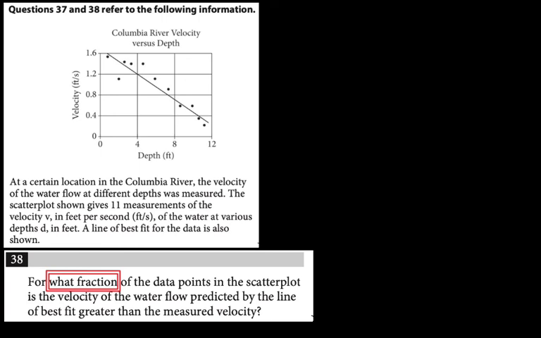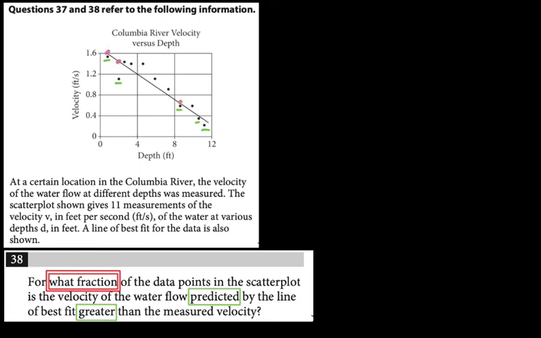So the measured velocity is the dots. When you look at the graph, those are the measured velocities. The predicted ones are the points on the actual line that you can see. And we want the point on the line to be bigger, or higher up, than the dot. That's what we're looking for. So here we go. Those are the actual observed values that are lower than the predicted value. So now the question is, how many of them are there?